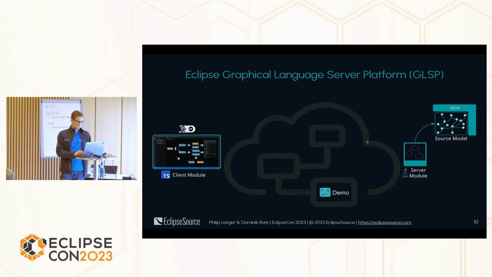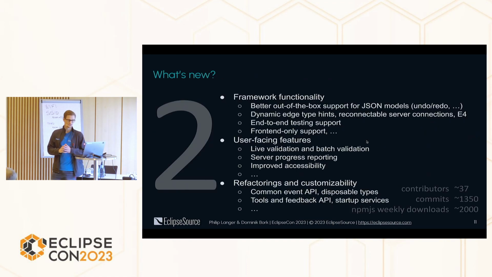Right. With that, let's move on to what is new with the Eclipse GLSP 2.0 release. As you can see on this slide, there are a lot of dots because it didn't fit on one slide, so I only chose a few things that I wanted to highlight. For instance, in the framework functionality, there is now much better support for JSON source models because that became more and more popular in the last years. So you get undo, redo support, for instance, out of the box there.